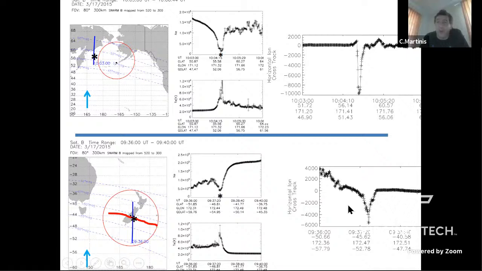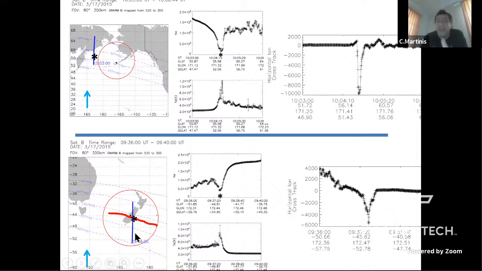Let's start from the bottom. This is a pass going from 9:36 to 9:40. This is the field of view of the imager at Mount John. Swarm is moving northward. And you can see here very clearly the location of the arc structure in this case, with an increase in temperature and a decrease in electron density, and a very nice enhanced westward flow.